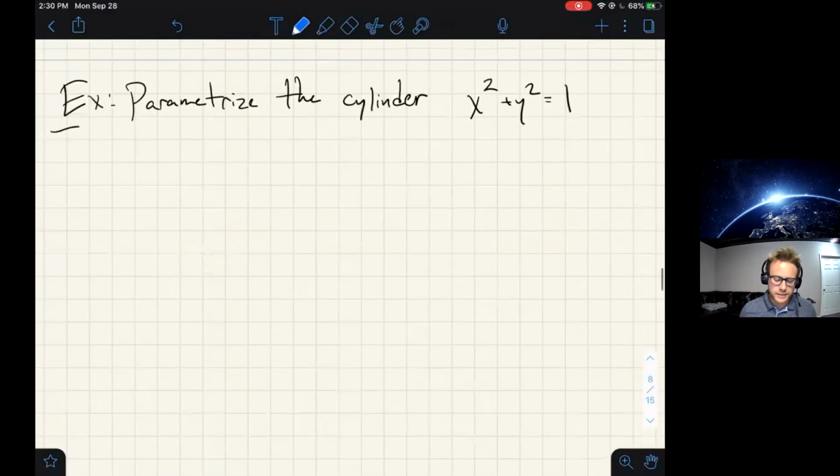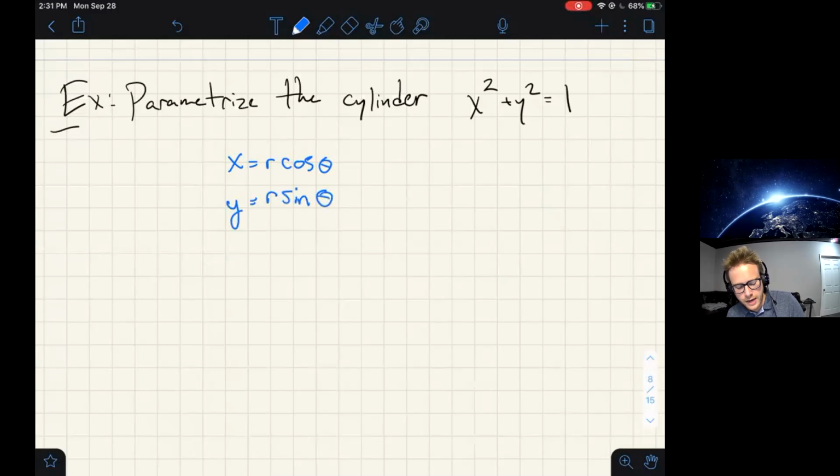All right, let's go ahead and parameterize this cylinder. We'll do this one fairly fast, and then we'll go ahead and talk about surfaces of revolution. So parameterizing the cylinder, since it's a cylinder, I'm going to borrow from cylindrical coordinates. And so when I naturally think about this, I'm going to be thinking about x is equal to r cosine theta, y is equal to r sine theta, and of course, z is just equal to z.